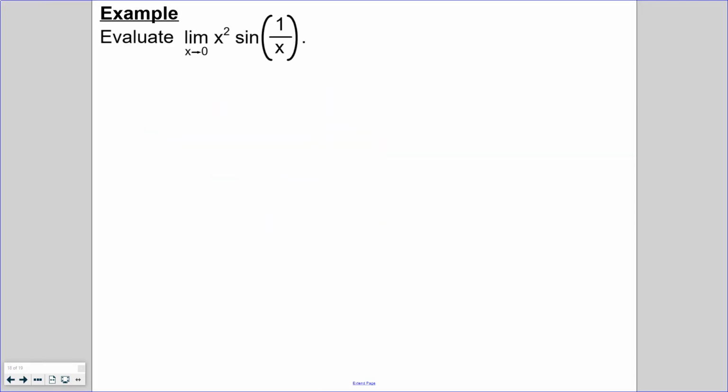Alright, so for our next example, we're looking at the limit as x approaches 0 of x squared times sine of 1 over x. And we're being asked to evaluate this limit. Now, as you probably suspected, we're going to be applying the squeeze theorem to evaluate this limit. However, before we do that, let's just show why we need to use the squeeze theorem and why we just can't use direct substitution. So if we were to use direct substitution, we would substitute in 0, giving us 0 squared times sine of 1 over 0.